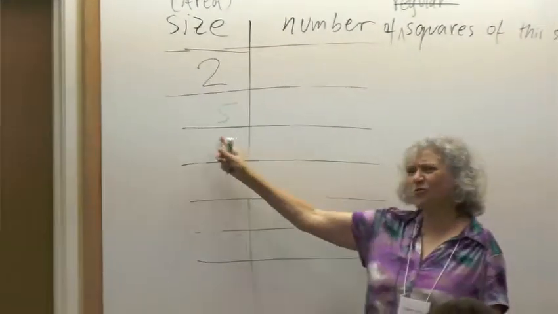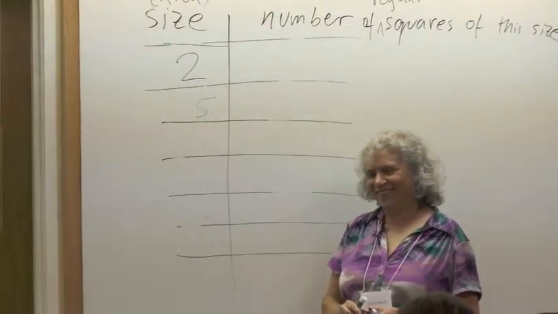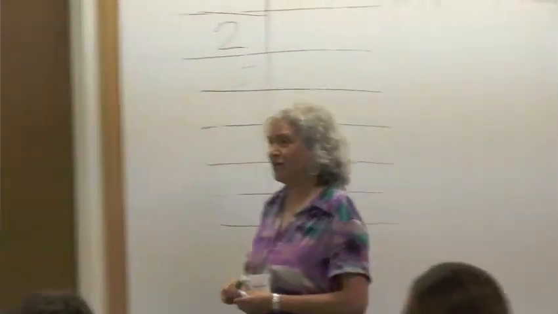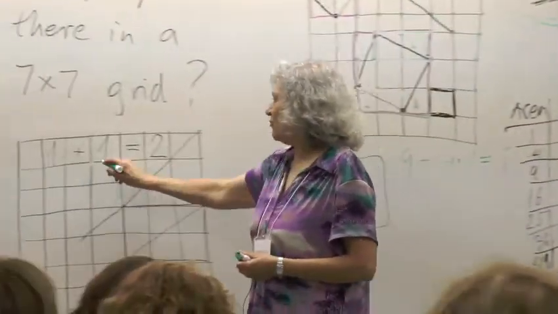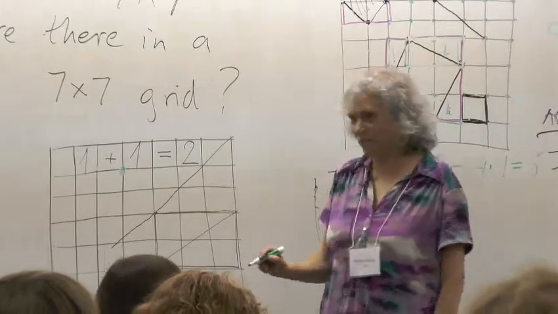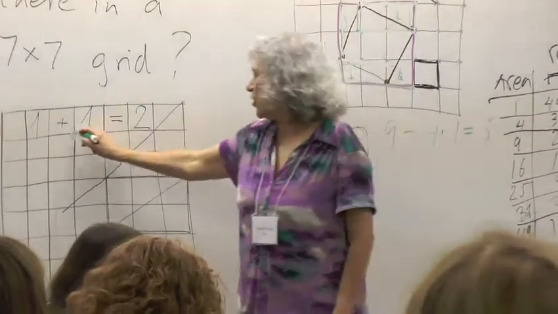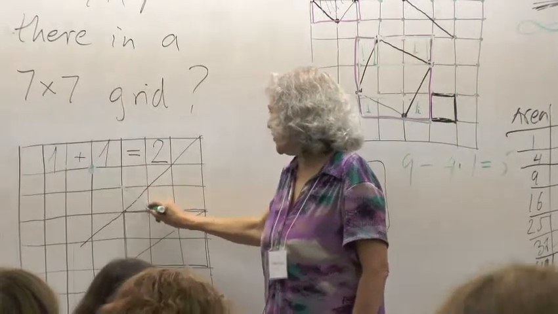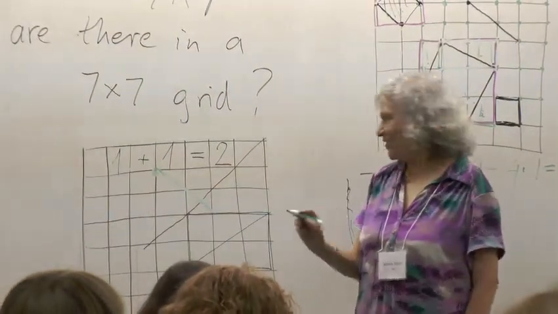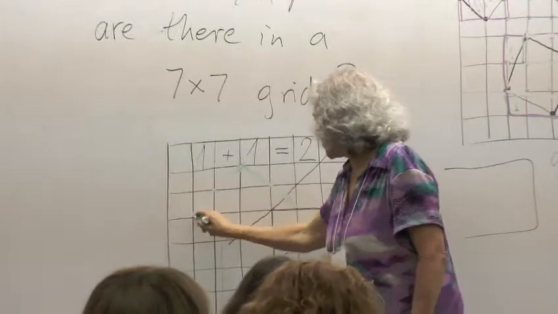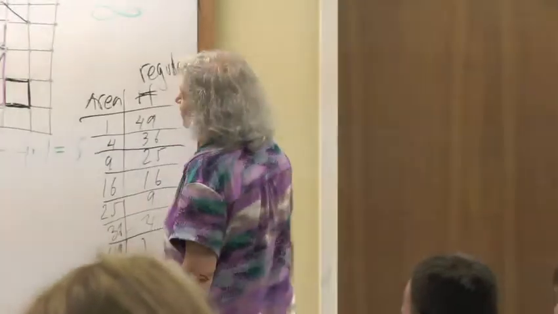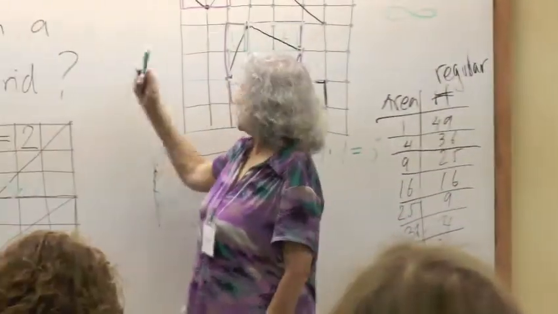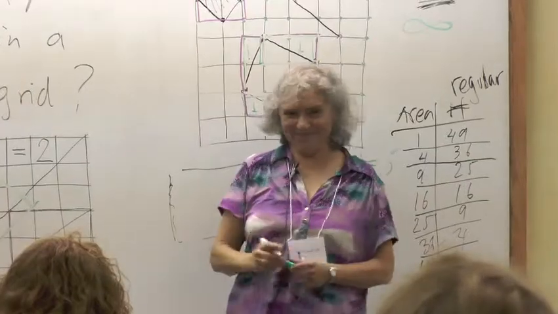So, we have 5. I agree. What would be the next one? 8? And how do we get 8? If we start here, where do we go? Down 2, over 2, so we have this, right? And then we have this, and we have that. In fact, it's kind of interesting. How can we get this one starting with that?